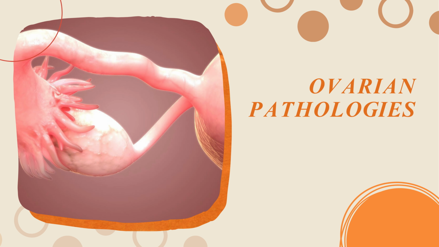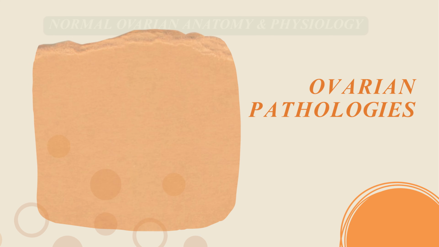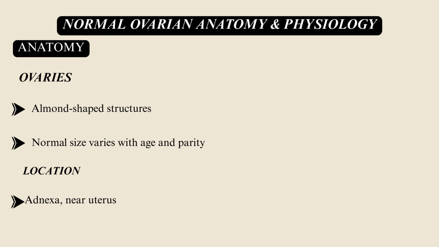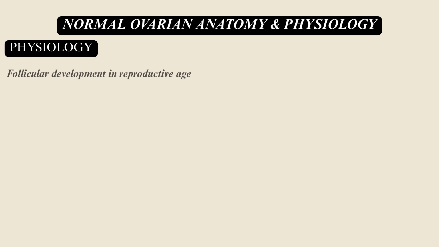Today our topic of discussion is ovarian pathologies. Ovaries are almond-shaped structures. Its normal size varies with age and parity. It is located in the adnexa, or anywhere near the uterus. Follicular development in reproductive age is divided into 3 phases.